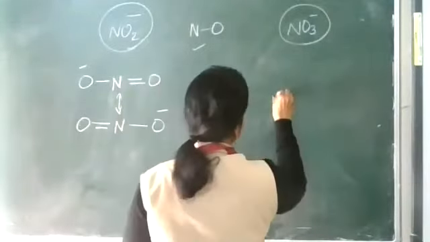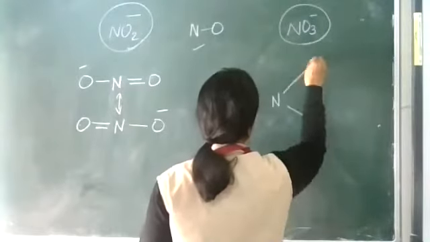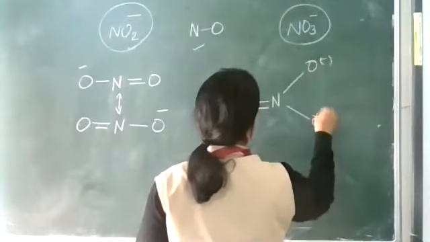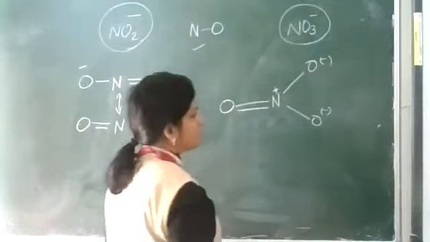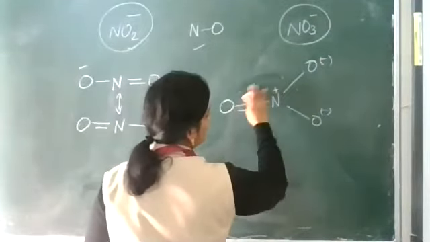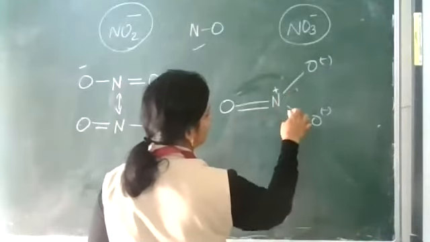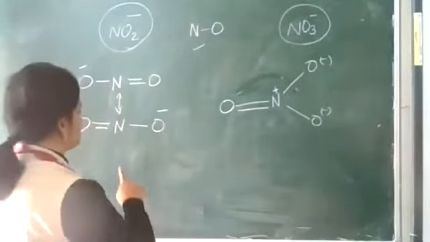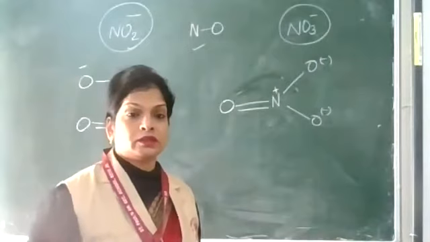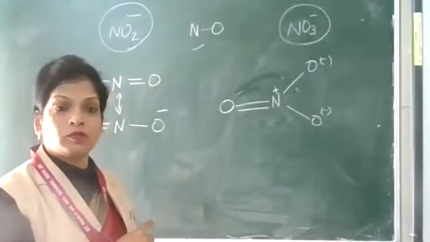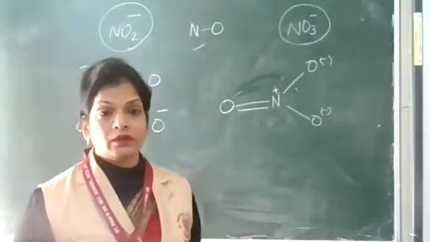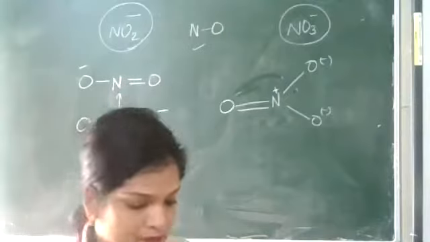But in NO3 minus, the double bond is resonating between three bonds. Maybe here double bond, or here double bond, or here double bond. In NO2 minus there is more attraction, because the double bond is resonating between only two NO bonds. More attraction means smaller bond length, lesser bond length.